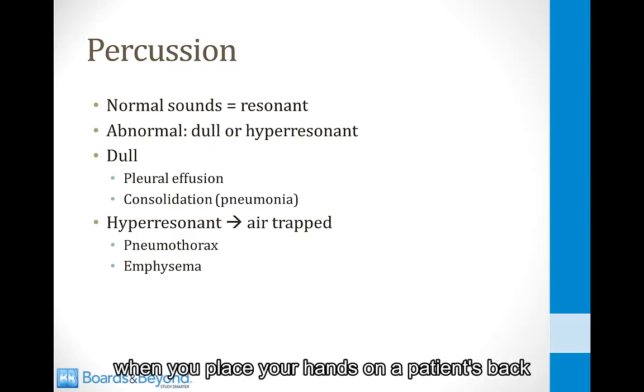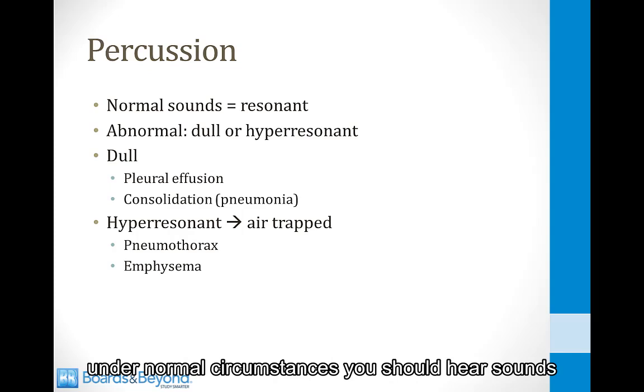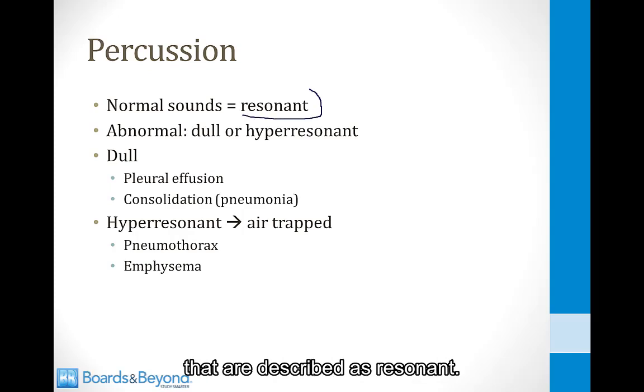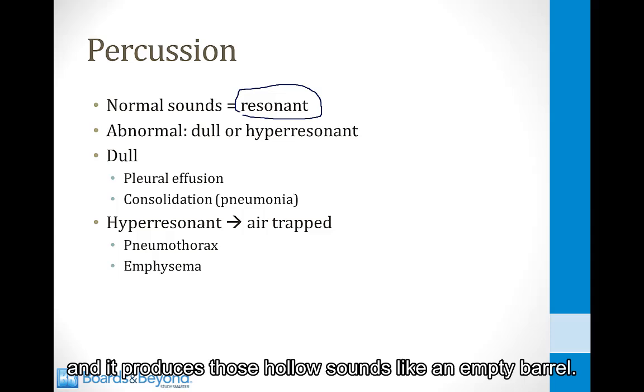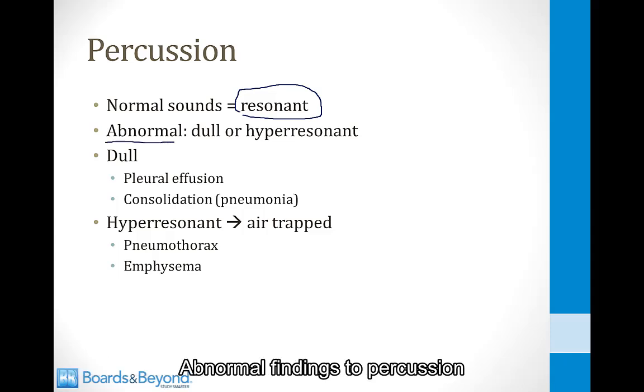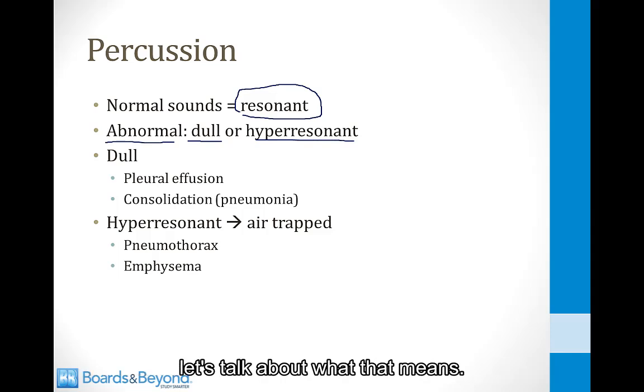When you place your hands on a patient's back and you tap against your fingers, under normal circumstances, you should hear sounds that are described as resonant. And these are sounds that are similar to tapping against an empty barrel. There's mostly air under your fingers inside the thorax, and it produces those hollow sounds like an empty barrel. Abnormal findings to percussion are when the sounds are either dull or hyperresonant. Let's talk about what that means.